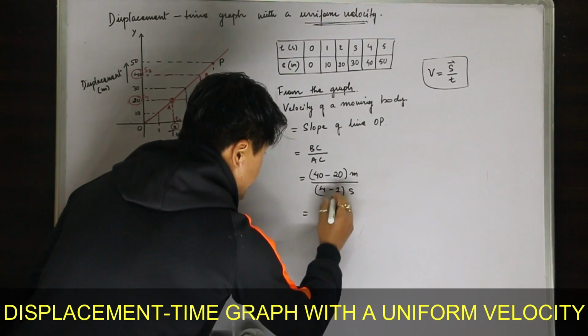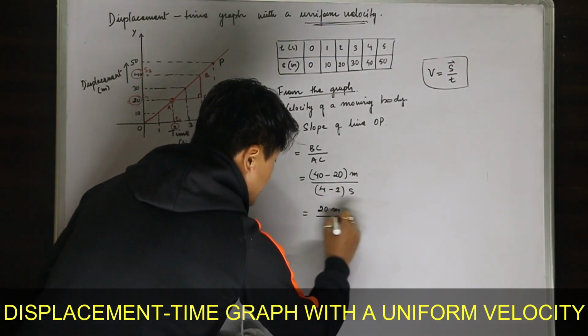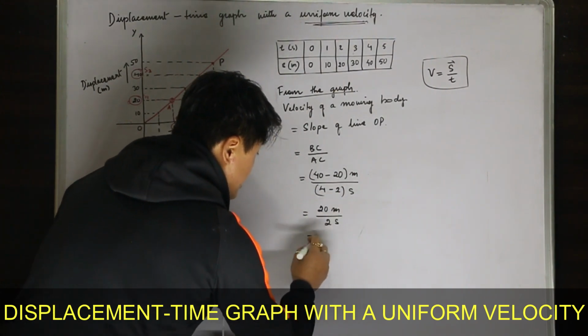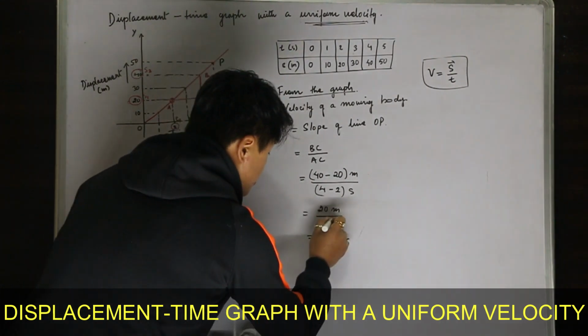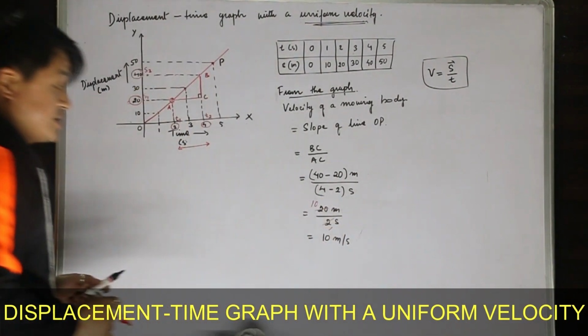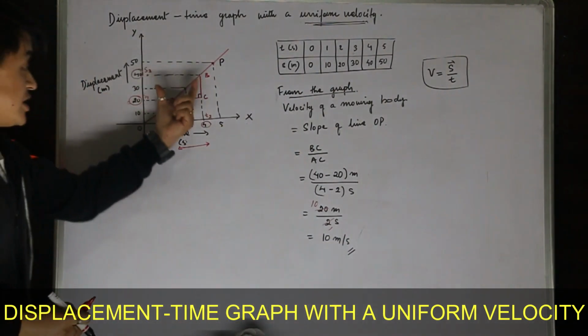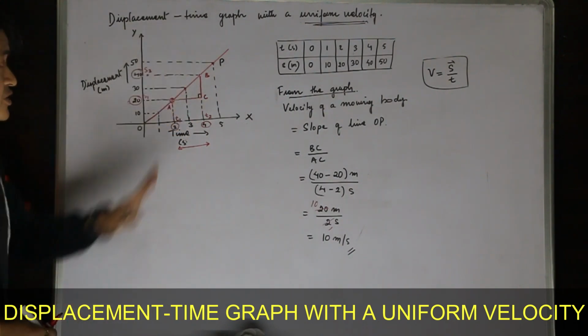This is equal to 40 minus 20, which is 20 meters, divided by 2 seconds. This is equal to 10 meters per second. 2 1s are 2, 2 10s are 20. The velocity of the moving body here is 10 meters per second. So we can take any other point also.